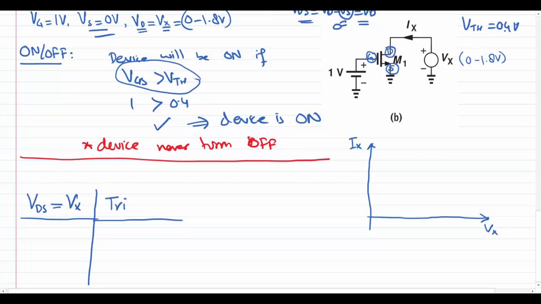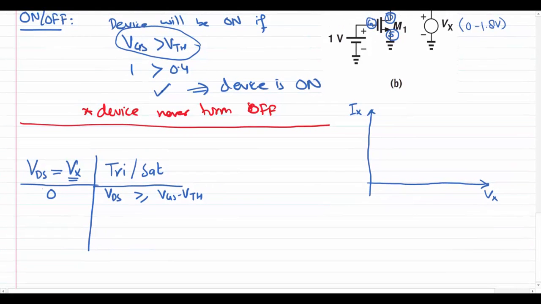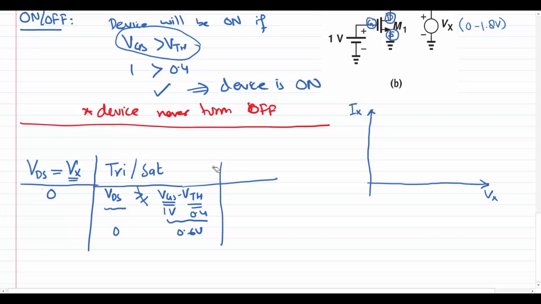And then I have to decide if the device is working in the triode or saturation region. So let's try different voltages here. Let's say when Vx is 0 volts, Vds is 0 volts. Then Vds should be greater than or equal to Vgs minus Vth for the device to be in the saturation region. Here the Vgs is always 1 volt, and Vth is always 0.4 volt. So this term is always 0.6 volts. Now that we have set Vx to be 0, which is Vds, we have 0 volts here. Now this inequality is not true, therefore we are operating in the triode region.